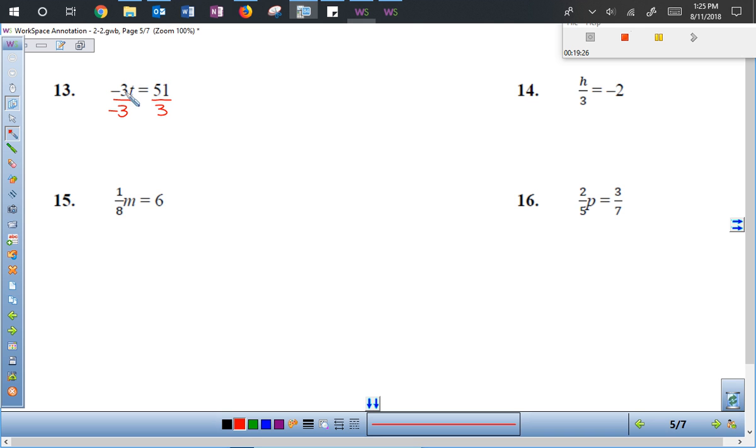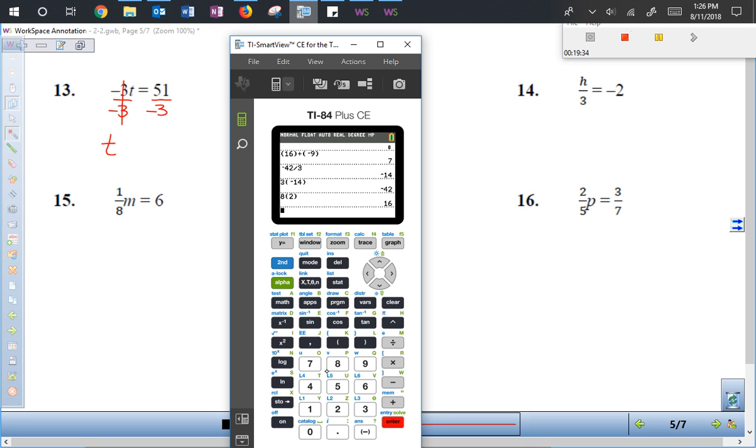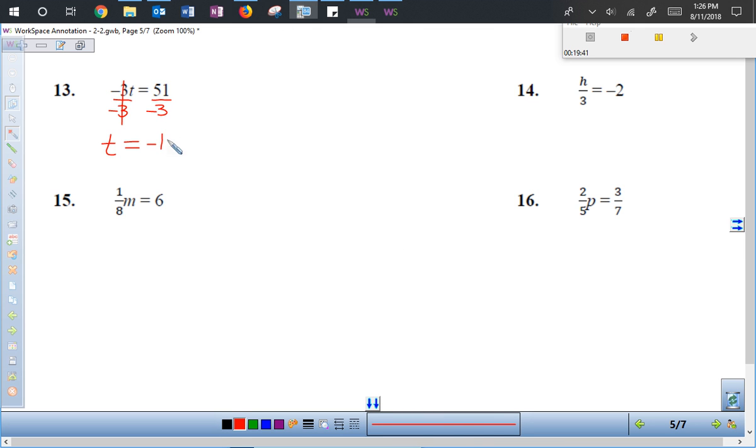Now if I divide the left side by negative 3, that cancels out and leaves me with t. Now on the right side, if I take 51 and divide it by negative 3, I'm left with negative 17. So t equals negative 17. Go ahead and pause the video and check that into your calculator. And we should get that negative 3 times negative 17 is positive 51.